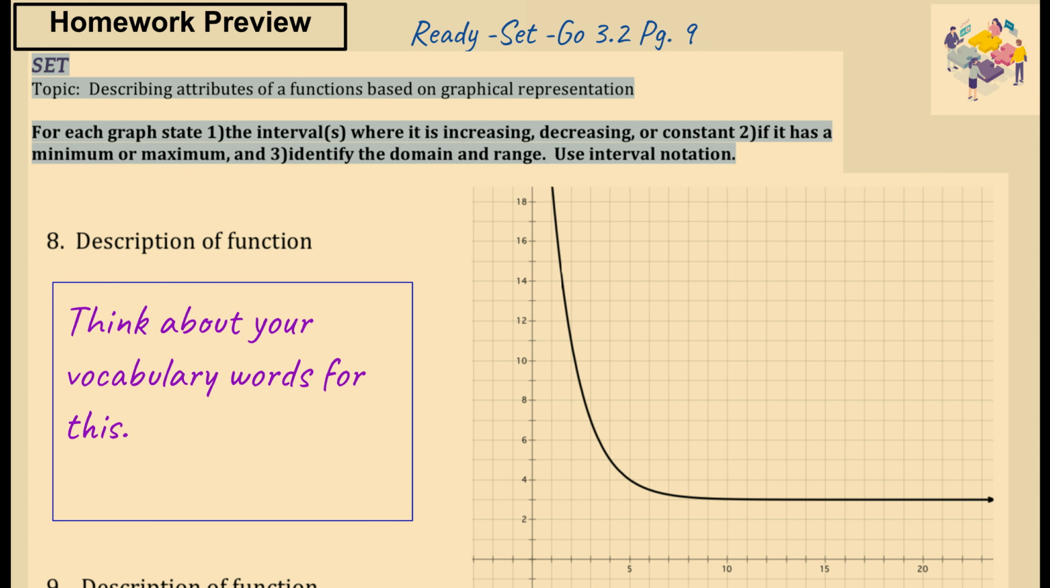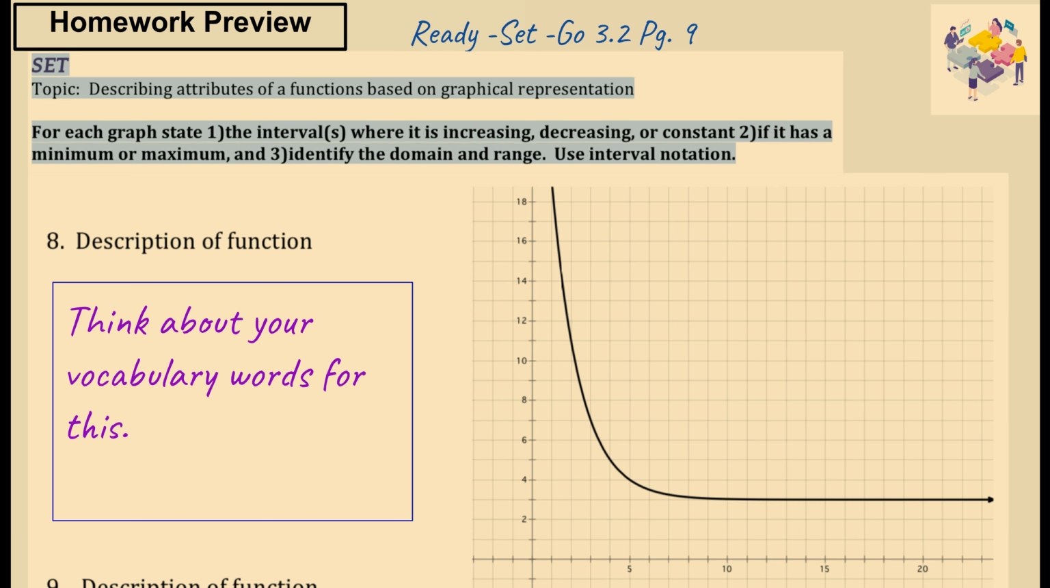The next question in the set section talks about describing the functions here. So when you're looking at this particular graph, you're trying to think about the vocabulary that we've talked about earlier. So you're looking for the interval or intervals where it's increasing, decreasing, or constant, the three main things that we were talking about before. If it does have a maximum, you can write the maximum. If it has a minimum, you put the minimum. And if there's any domain and range, you also want to do that.